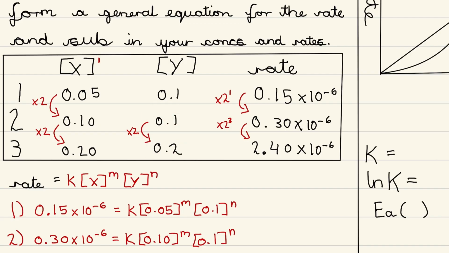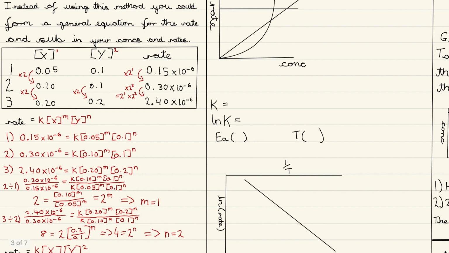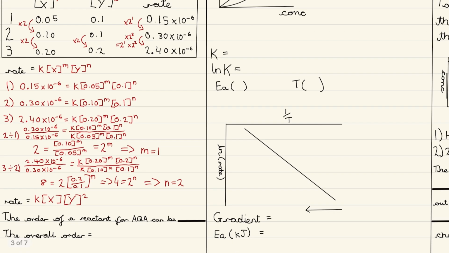So the way we can find out what the effect of y is, we can break this into 2 to the power of 1 times 2 to the power of 2, and well, we know that the 1 is because of this x here, so then this square over here must be because of the y, so the order of y is 2. So just like before, we get that the order of x is 1 and the order of y is 2, just like how we did algebraically over here. So generally the order of a reactant for AQA can be 0, 1 or 2. The overall order is equal to the sum of the individual orders.